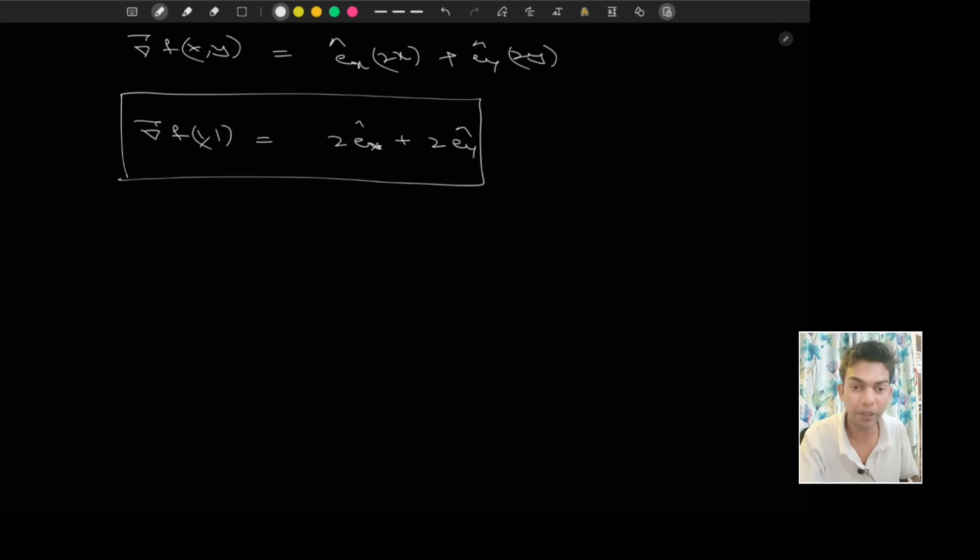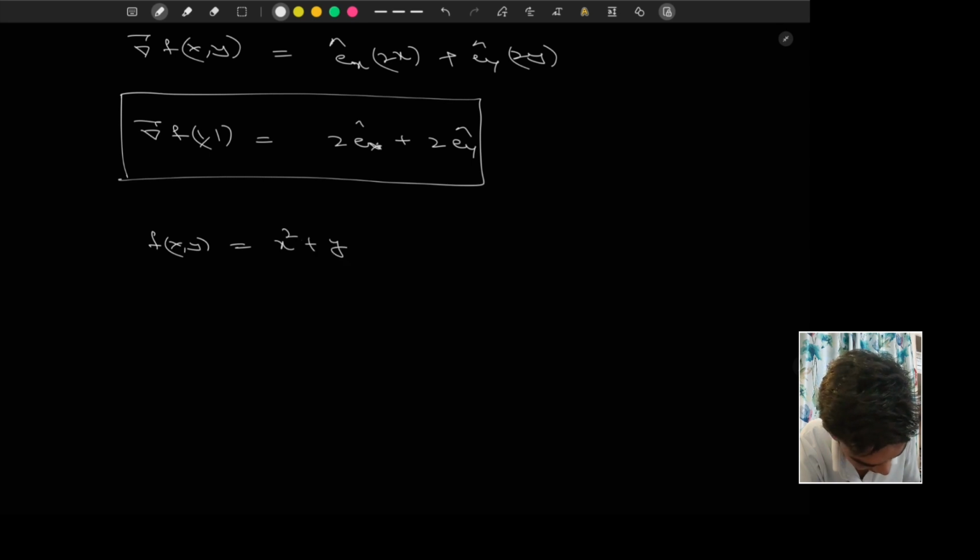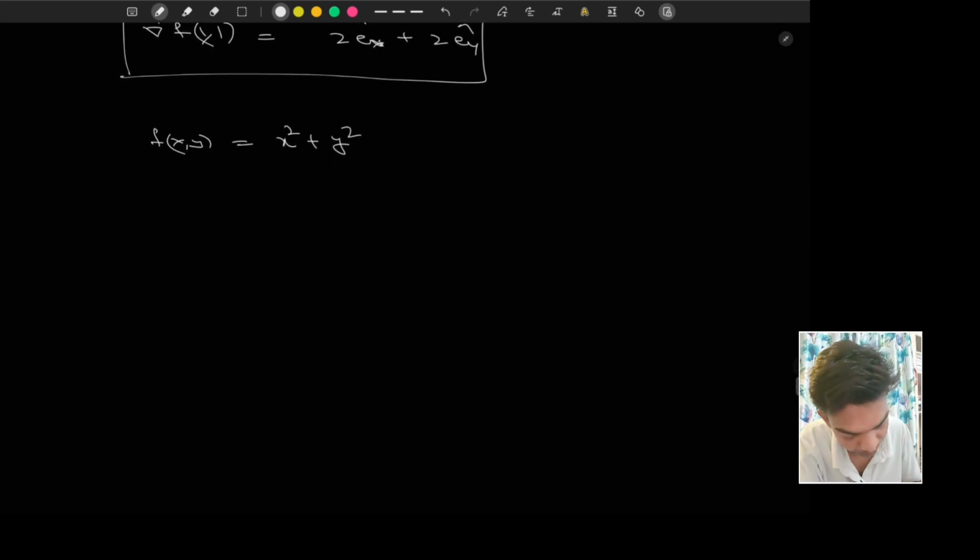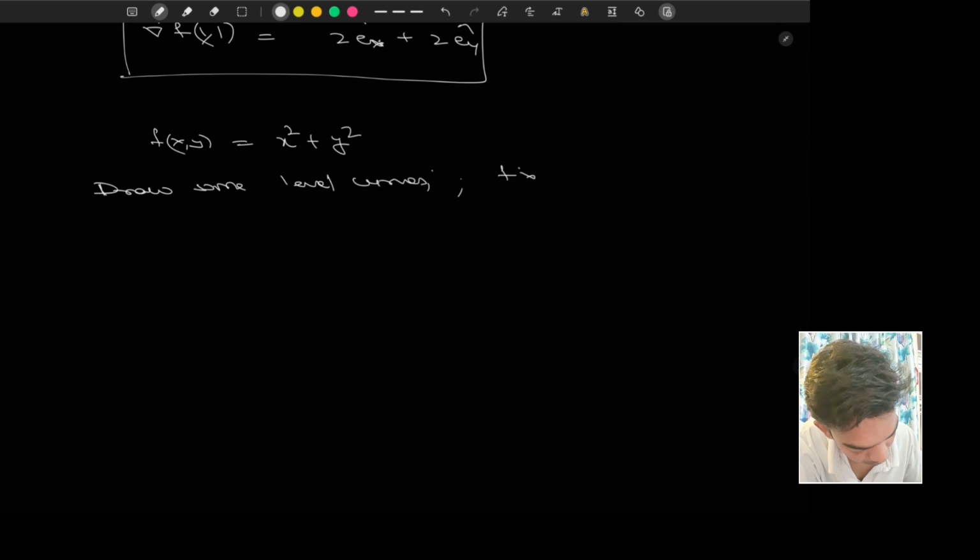Let me show you diagrammatically what's happening in this problem. My function f of x, y is x square plus y square. Let me draw some level curves. What are level curves? Level curves are just curves that satisfy f of x, y equals some constant. Those are level curves.